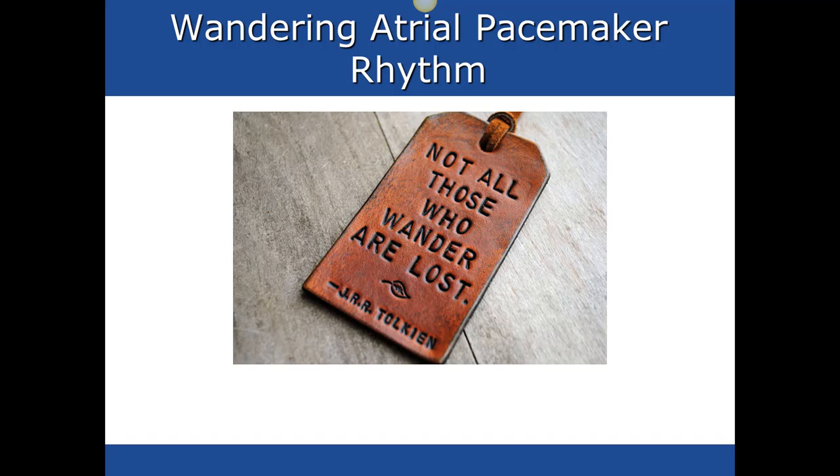Let's look at wandering atrial pacemaker. WAP, or wandering atrial pacemakers, occur when the pacemaker sites wander or travel from the SA node to other pacemaker sites in the atria, the internodal pathways, or the AV node. The SA node, however, does remain the basic pacemaker for the heart, so it can indeed fire as well.